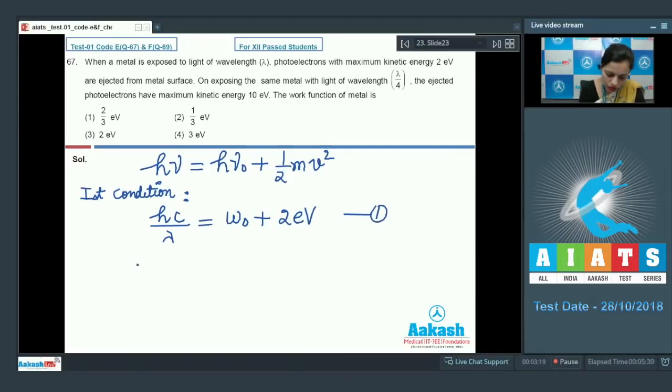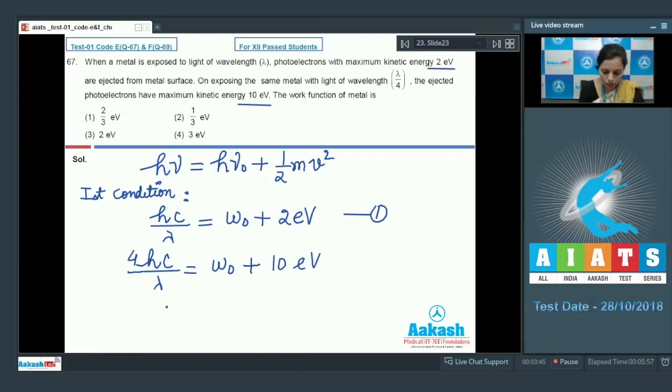The second condition is hc by lambda. Now the lambda becomes lambda by 4, that's given in the question. So this expression becomes 4 hc by lambda is equal to W naught plus, what is the kinetic energy for this case? That's clearly given here. It is 10 electron volt. Initially it was 2 electron volt. Now, so we can write here 10 eV.